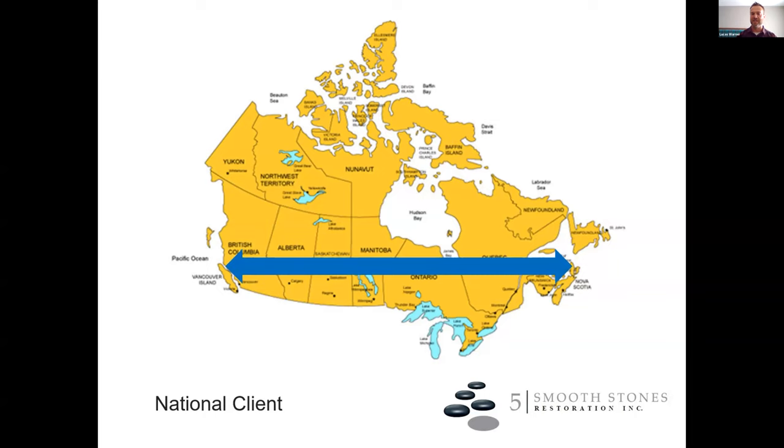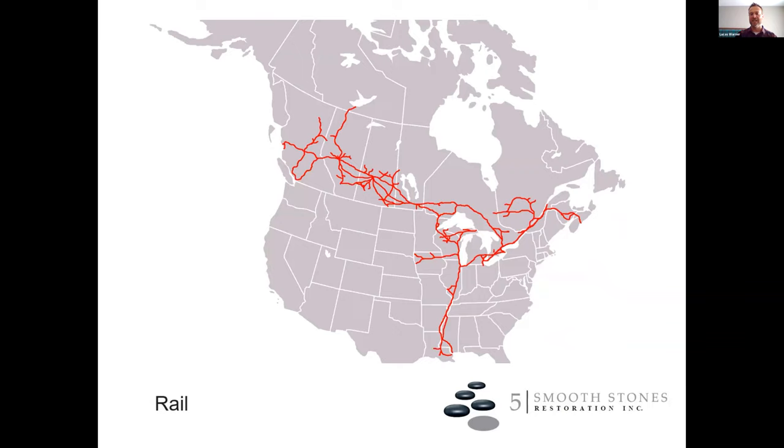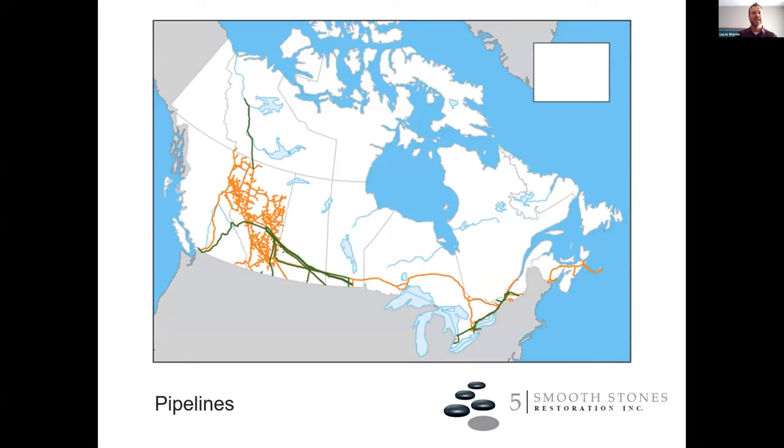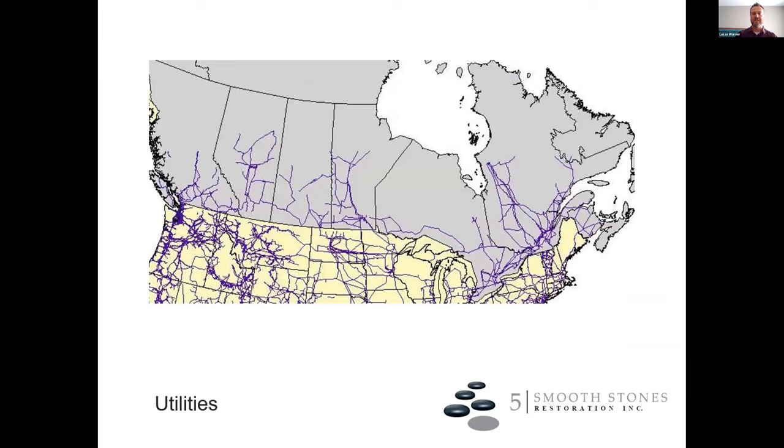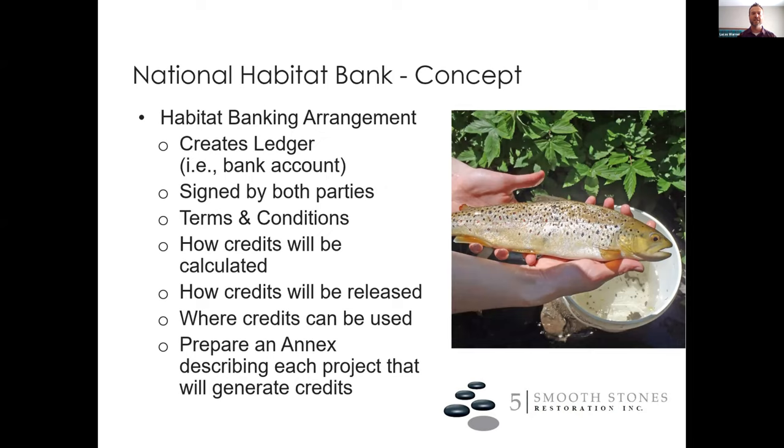Looking at the map, there are rail companies that have infrastructure across the country. Some even go into the States as well, but just to get an idea of what that network might look like as a national proponent. Pipelines certainly go across the country. Utilities and electrical corridors, electrical infrastructure as well, go into the States and across the country. Even our Trans-Canada Highway has infrastructure literally across the country. Some of this has been talked about, so I'll try to condense what a national habitat bank might look like.